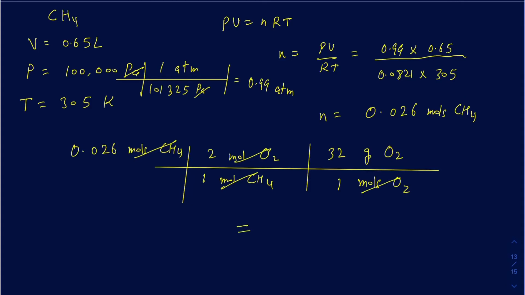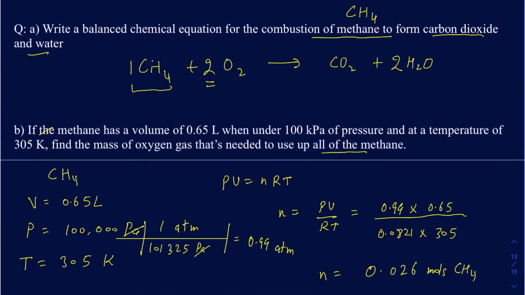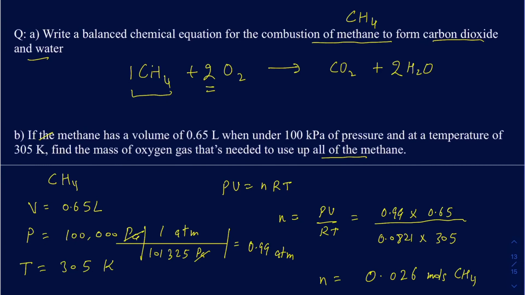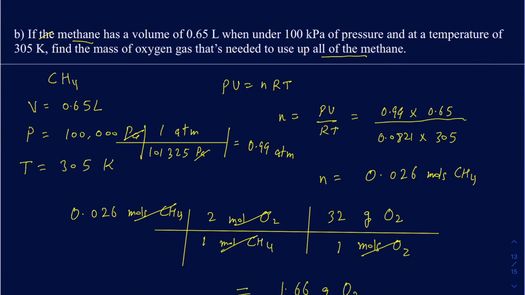So at the end of the day, when you do this math, it's 0.026 times 2 times 32. It comes out to be 1.66 grams of oxygen needed in that particular reaction. So you would need about 1.7 grams of oxygen to make sure you use up all the methane that's provided in the question. If you have any confusion on this, if you have any problem with this, feel free to leave any comments in the comment section.